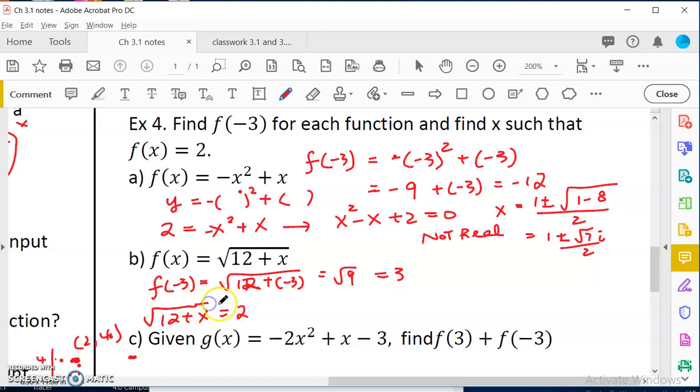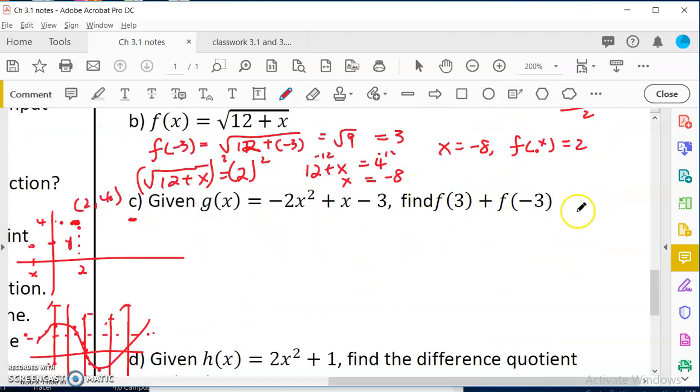So remember we learned how to solve this radical equation. We square both sides to solve it. 12 plus x equal to 4. So x is equal to -8, because when I subtract 12, I get -8. So when x is equal to -8, f of x is equal to 2. So for the second one, I can find x so that f of x is equal to 2.